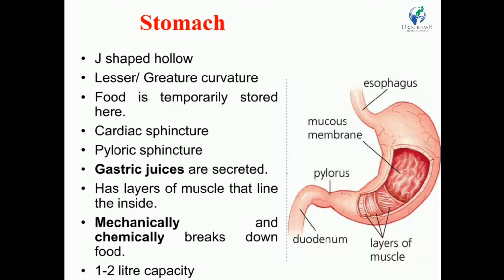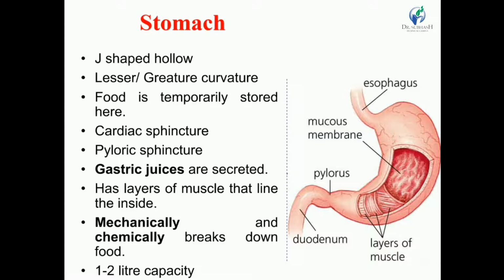As I mentioned earlier, there are two gates or entry points. First is the upper one, the cardiac sphincter, and the lower one, the pyloric sphincter. Here we can see in the diagram there are two curvatures, the lesser curvature and the greater curvature. The lesser curvature is on the inside, whereas the outer margin has the greater curvature. The cardiac sphincter will not allow the food material to move from the stomach back to the esophagus.